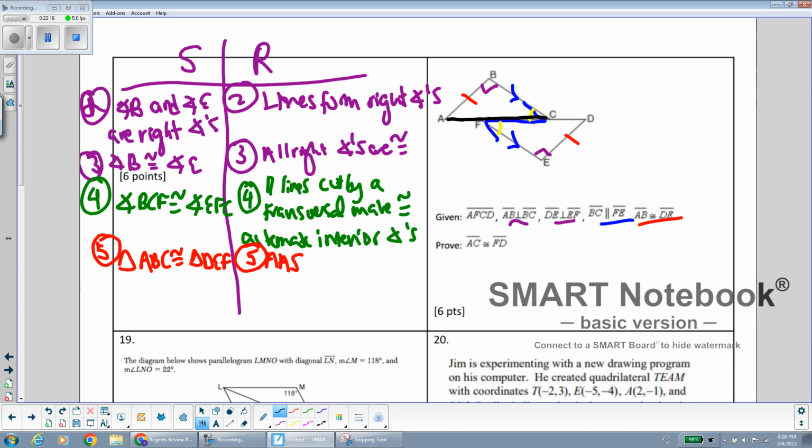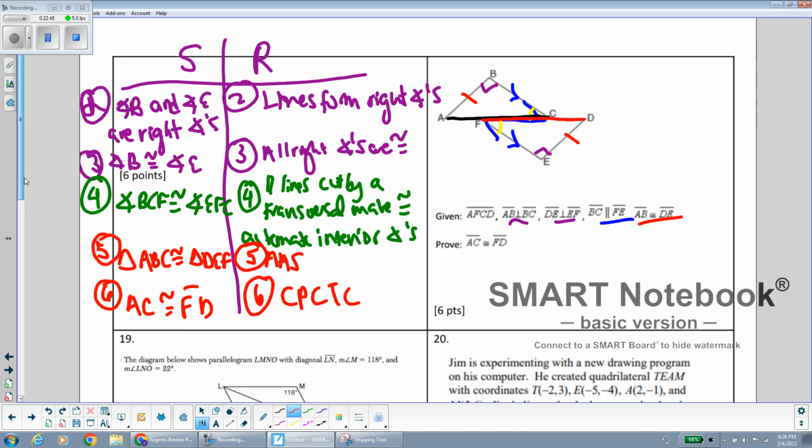And now AC is a full side of triangle ABC. DF is a full side of triangle DEF. So no need for addition. Those are full sides already. So I can just say AC is congruent to FD by CPCTC. They are full sides of those triangles that I just proved congruent. Not pieces, they are whole sides. Okay, moving along.